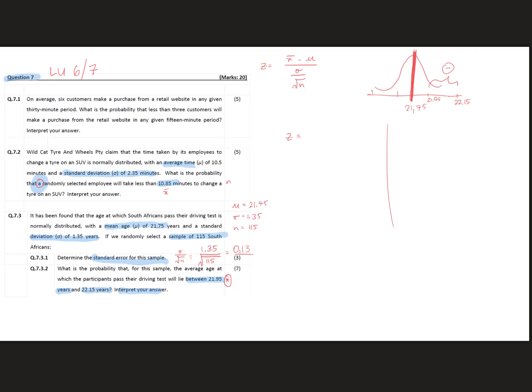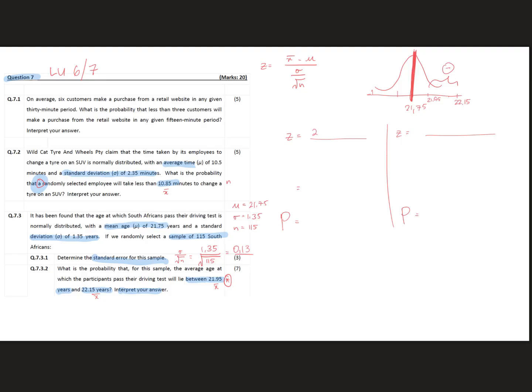So I'm going to just draw a line down the center here so that we can calculate the Z values. And that would mean we also have two probabilities. So let's now put in the values for Z and calculate that so we can then get to our respective probabilities and then subtract, work out the difference between them. So here the first x bar value is the 21.95. The second x bar value is the 22.15.